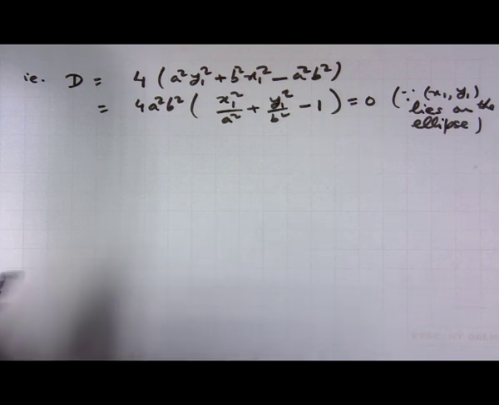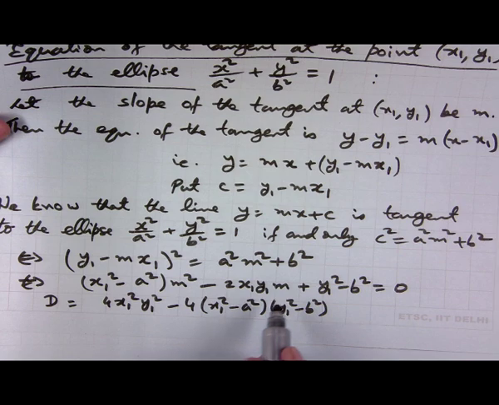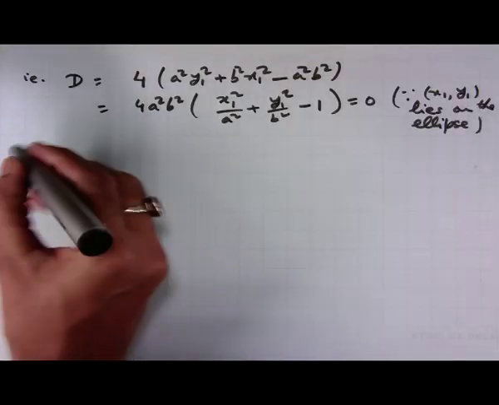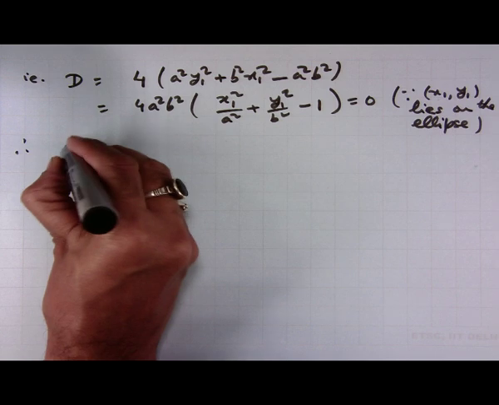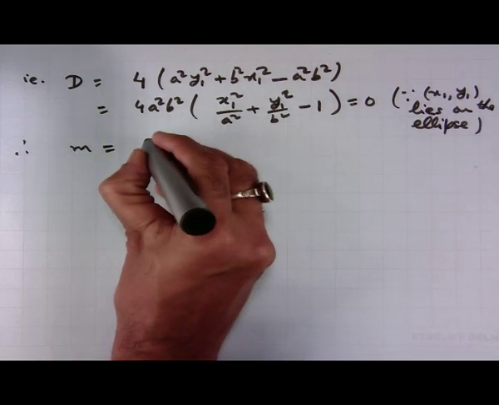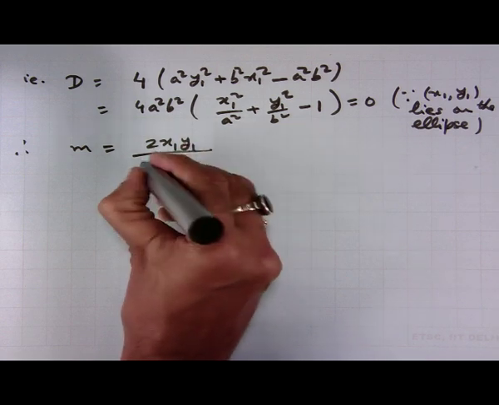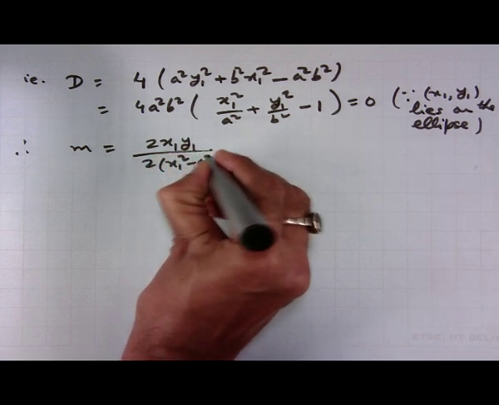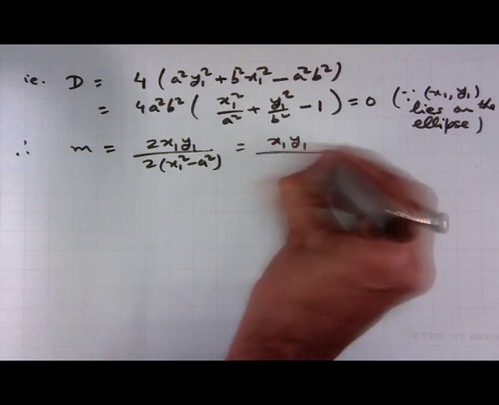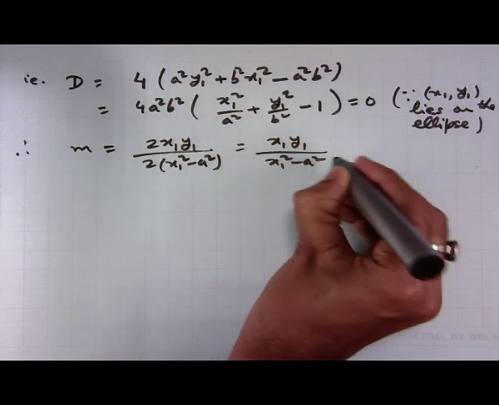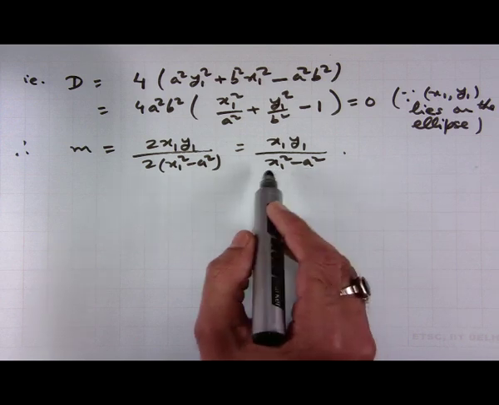So, thus the quadratic equation in m has only one real root, given by m equal to 2 x1 y1 divided by 2 times (x1 square minus a square), which is the same as x1 y1 divided by (x1 square minus a square). So, this is the value of the slope of the tangent line.